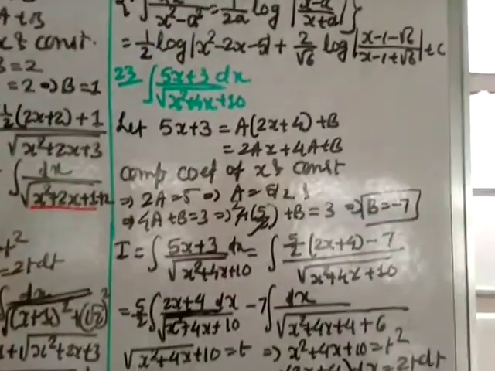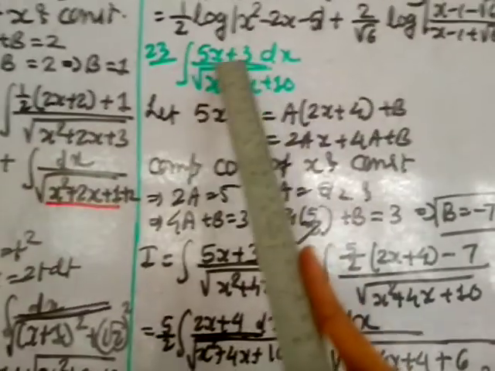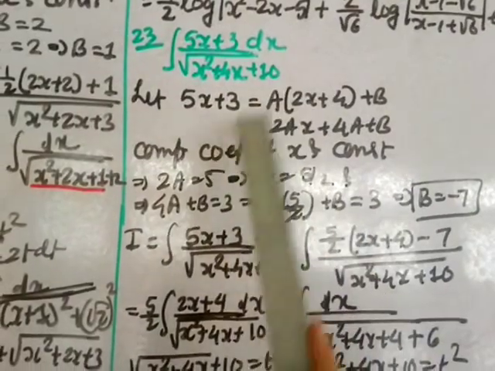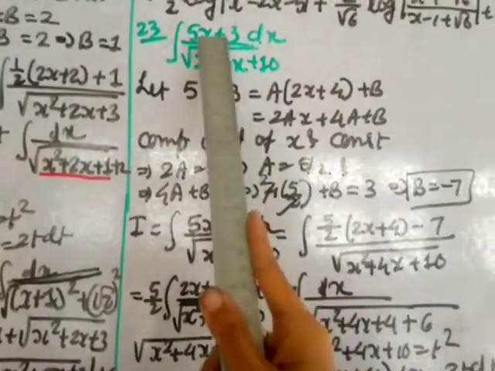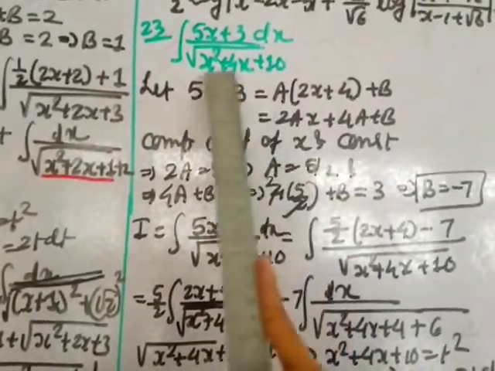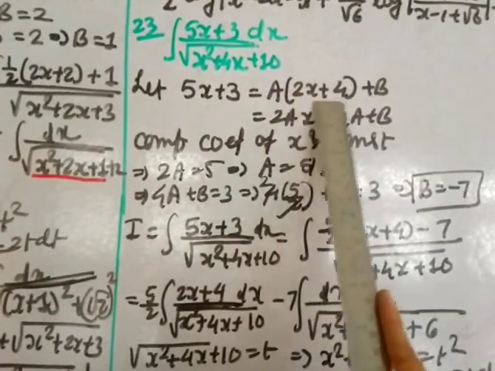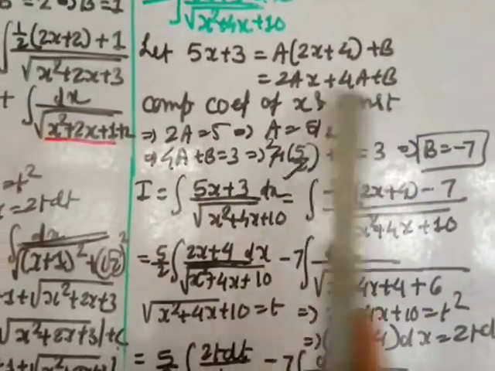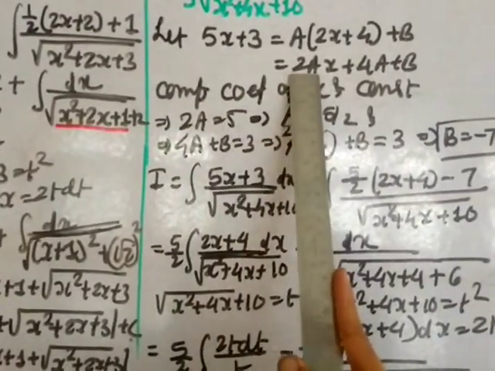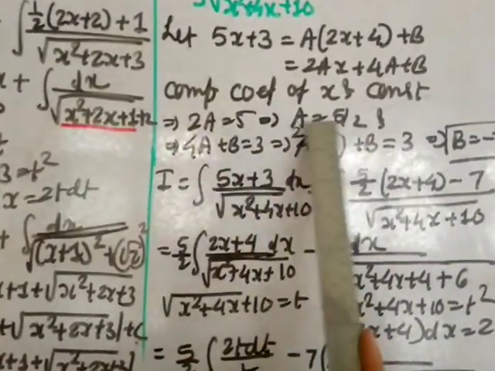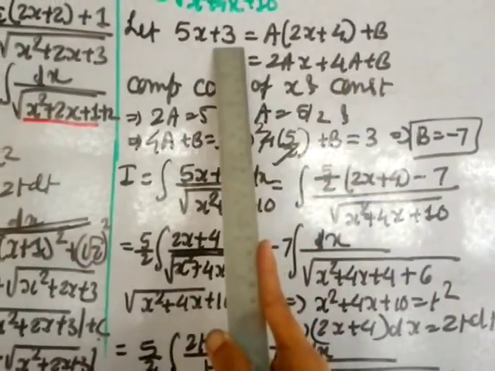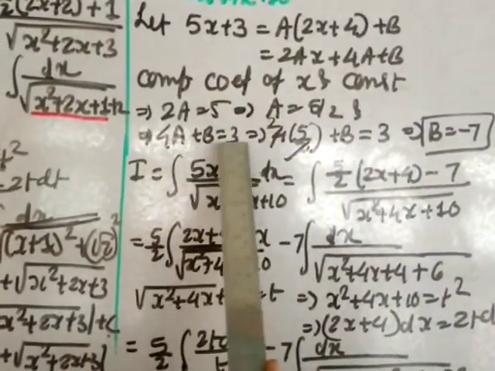Question number 23. Integral of (5x plus 3) divided by square root of x square plus 4x plus 10 dx. Here also I will use the same method. The numerator equals a times the differential of the denominator's inside, which I have written directly as 2x plus 4, plus b. Multiply inside and compare the coefficients. Comparing, here 2a, here 5, which gives you a equal to 5 by 2. And the constant is 4a plus b, here it is 3, so I have written 4a plus b equal to 3.